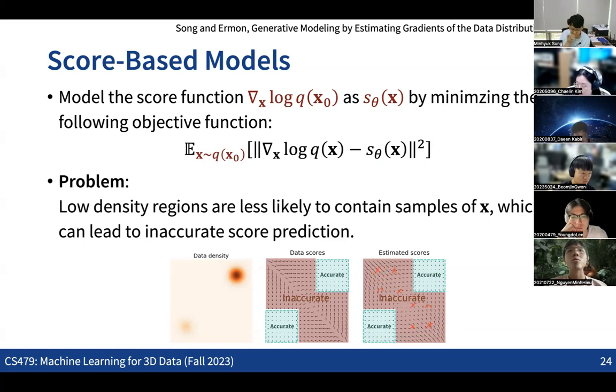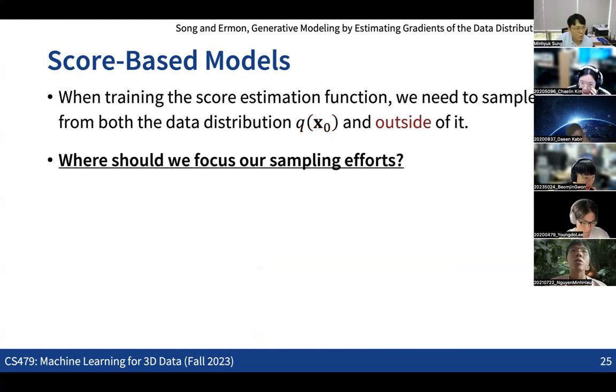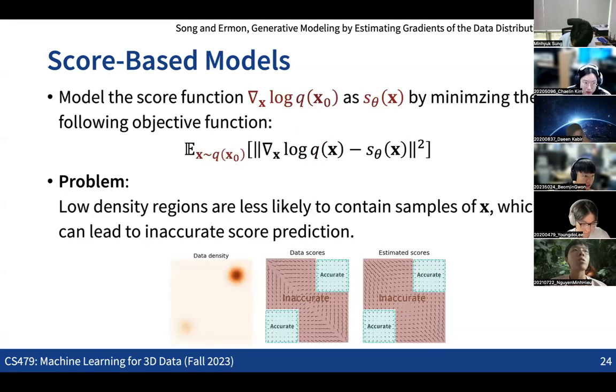So the first few steps in the Langevin dynamics will lead to wrong positions when sending all the sample points toward the target. So the question is where we need to have the samples to optimize this equation. If we only take the samples X from the data distribution, then we may not be able to get accurate score information for the other regions.